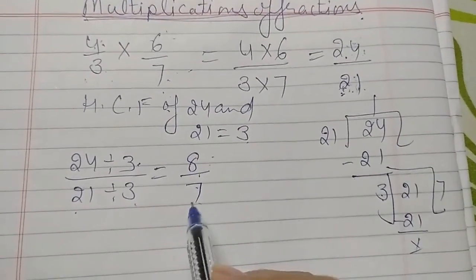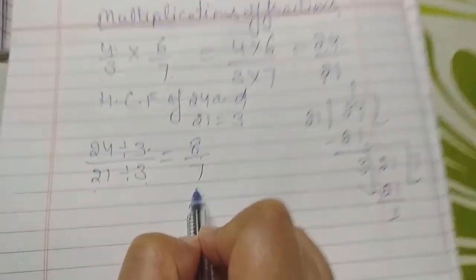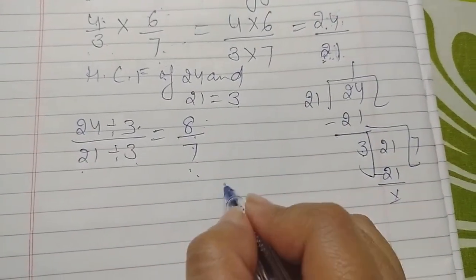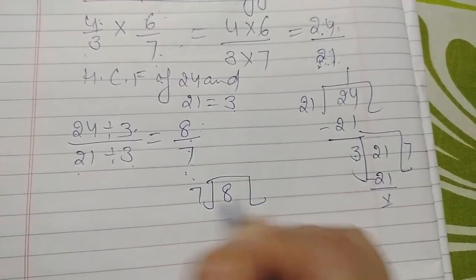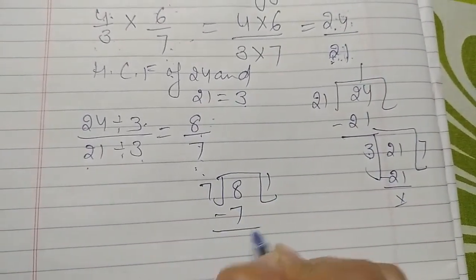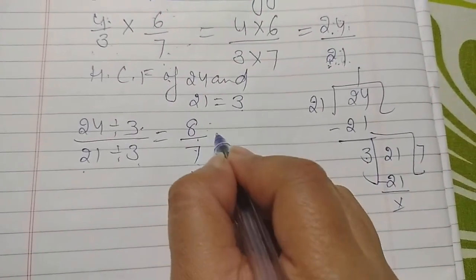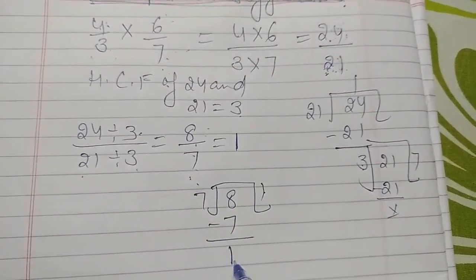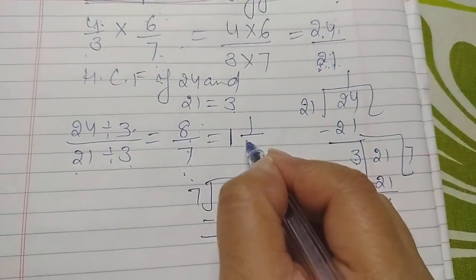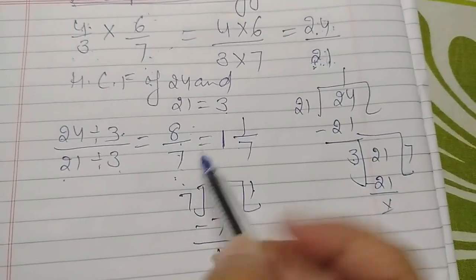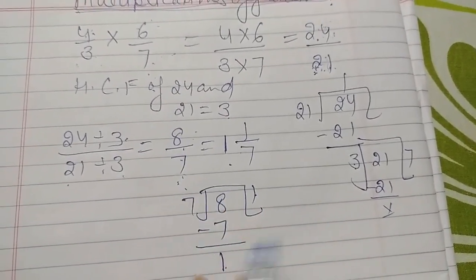Now next step is how you write this in the mixed form. When you're going to write in the mixed form, you divide 8 by 7. 7 ones are 7. That gives you remainder 1. So this quotient should be written here. Remainder should be in the numerator and divisor should be in the denominator. So that is the mixed form of this improper fraction.